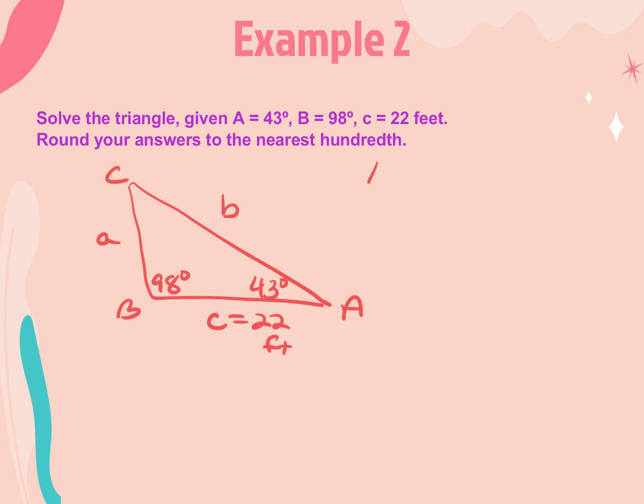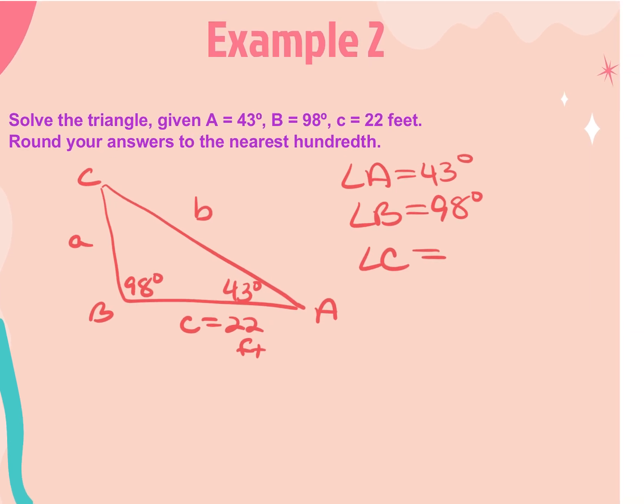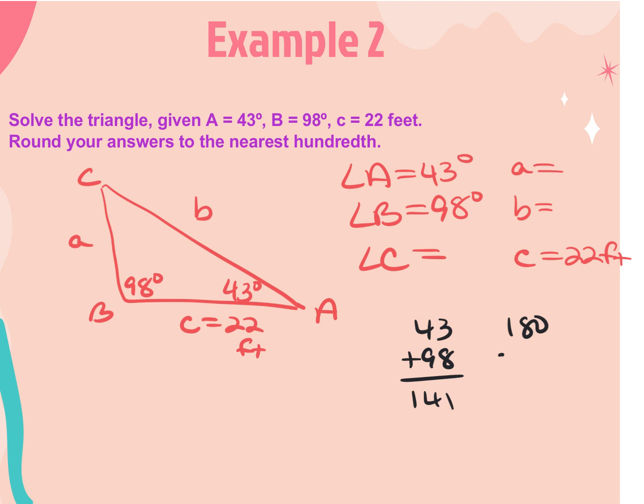When I'm all done, I'm going to have angle A given, angle B given. I need to find angle C. I'm going to use my triangle sum. I'm going to find side A and side B, and they gave me side C. So let's work on the angle, the easiest one, first. Use your triangle sum. I'm going to add 43 plus 98, get that sum and subtract it from 180. And my missing angle, C, is 39 degrees.